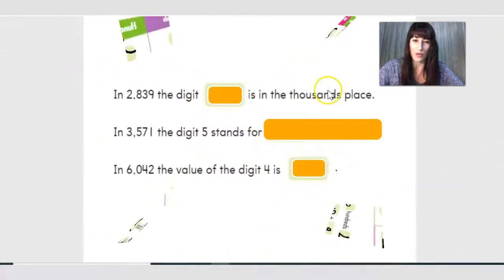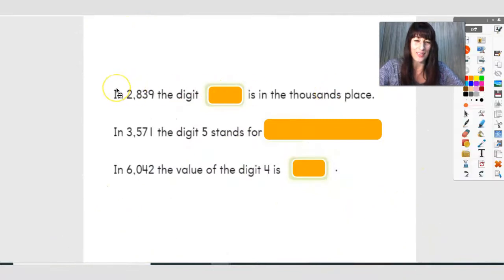Let's continue showing off our skills. In 2,839, the digit 2 is in the thousands place. In 3,571, the digit 5 stands for 500. And in 6,042, the value of digit 4 is 40.